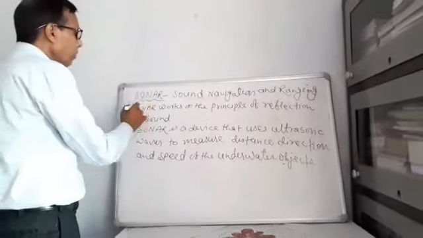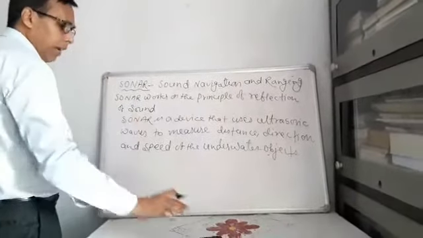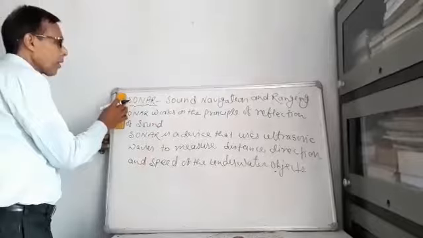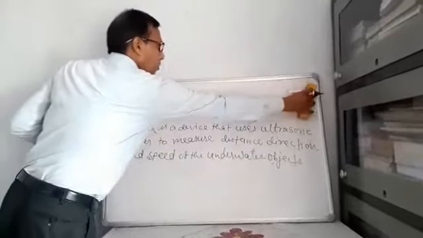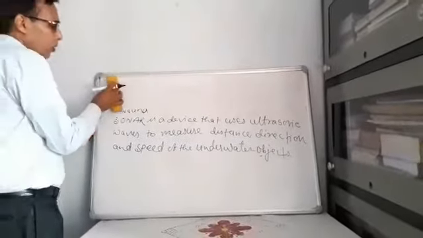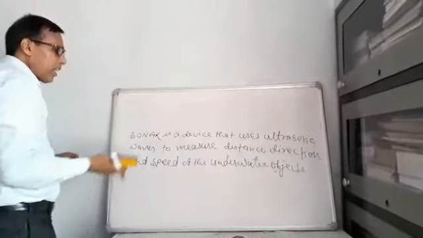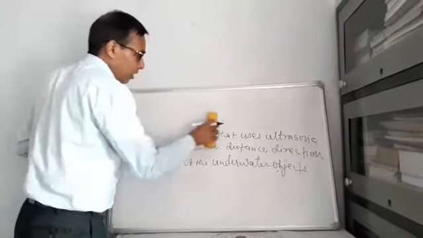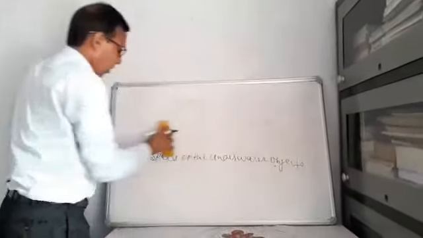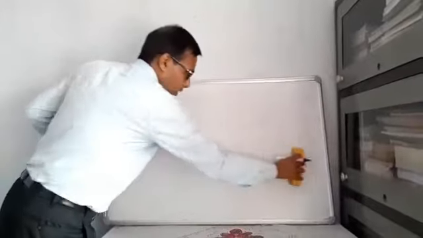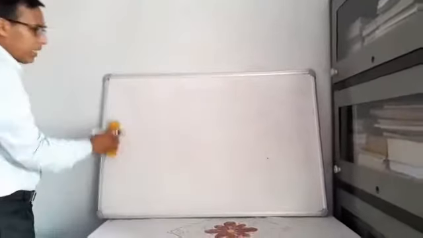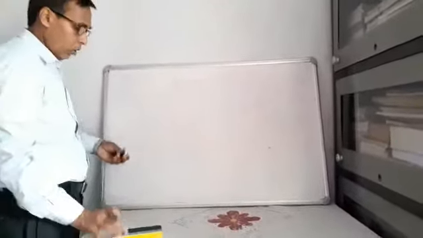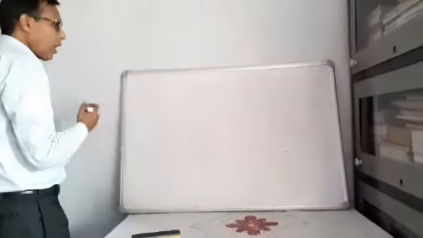So what is sonar? Sonar is a device which uses ultrasonic waves to find out the depth of a sea or ocean, or it is also used to measure the distance, direction and speed of underwater objects. Now how is sonar used?